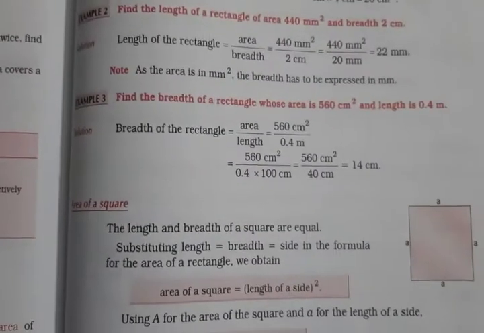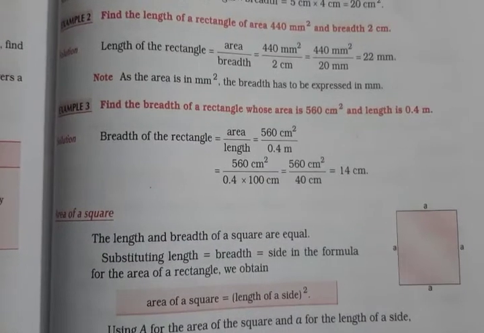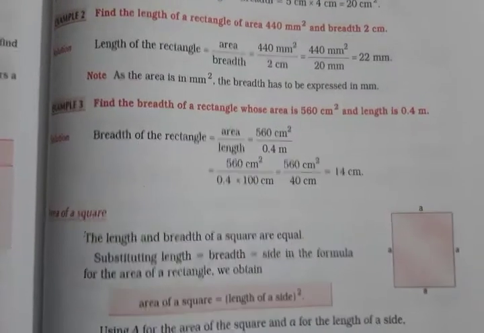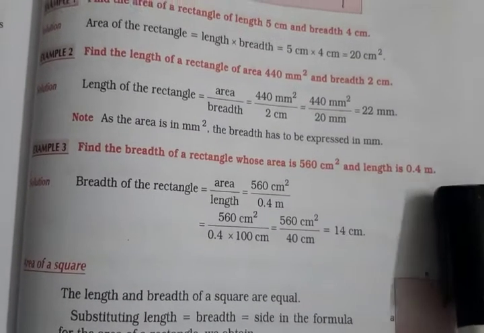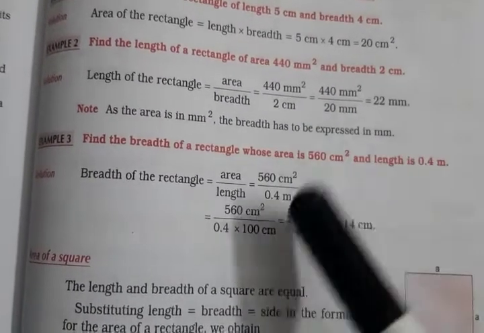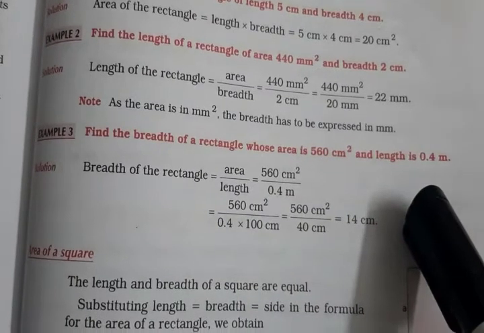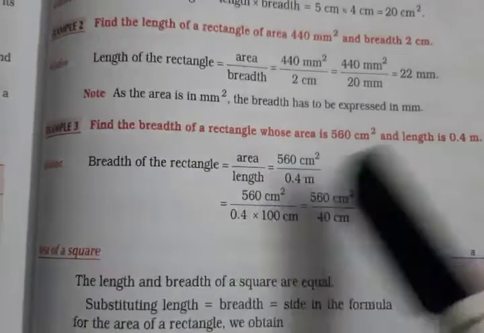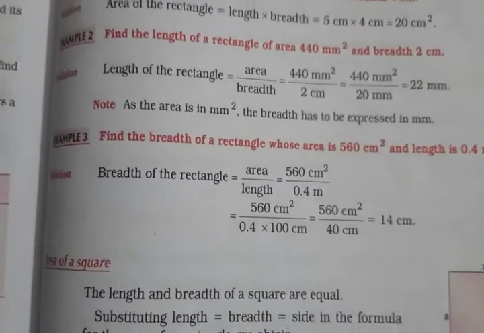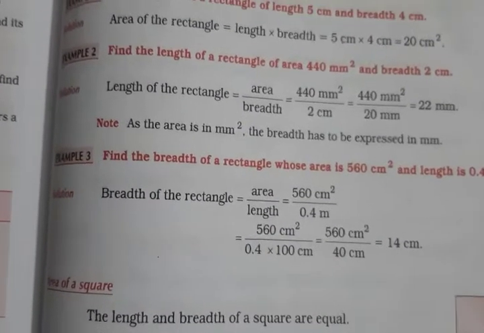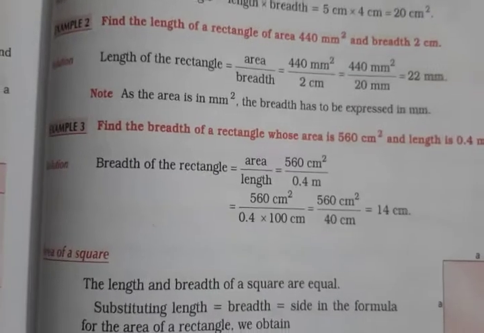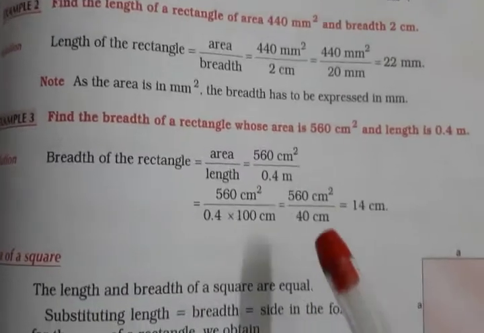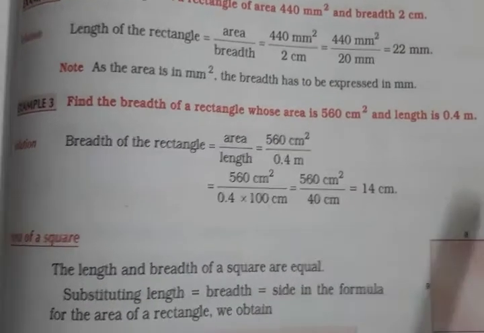Understand? Now next one is, find the breadth of the rectangle whose area is this one and length is this one. Same as before, this area is given in centimeter square and length is given in meter. Firstly we will change these meters into centimeters. Understand? Now we change it into centimeter. After that we cut it, and what we get is 14 centimeter.